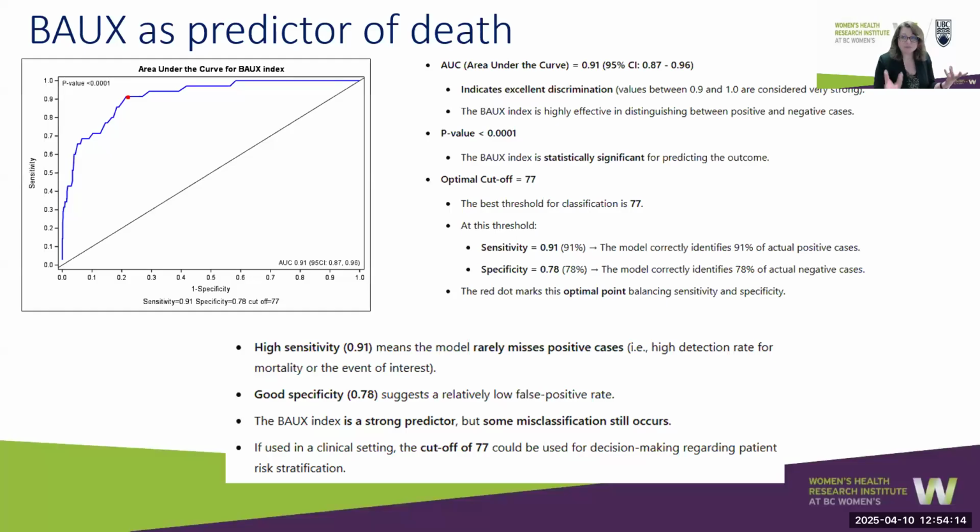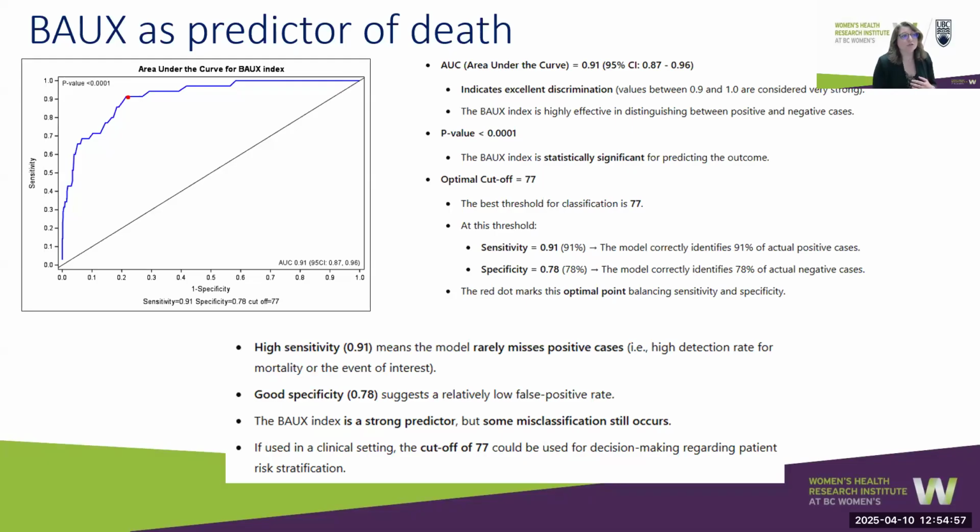Remember, based on sensitivity and specificity, we will have some percentage of false negatives or false positives. But it shows in which magnitude. So for this model, prediction of death from bow index was, of course, statistically significant, and the optimal cutoff was 77. Sensitivity of 91 says that the model correctly identified 91% of actual positives. Basically, we calculated predictive probability and looked at the cutoff, and both show that it's positive. And specificity was 0.78.